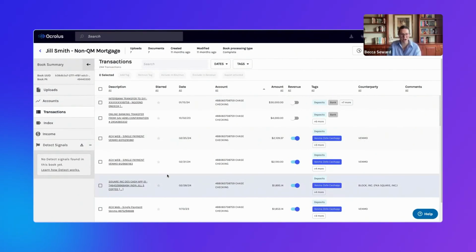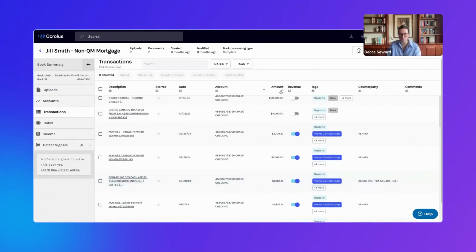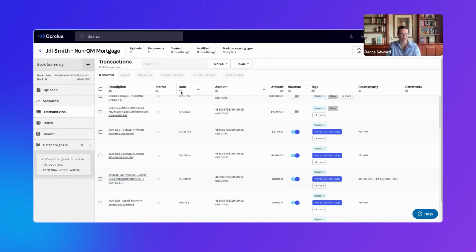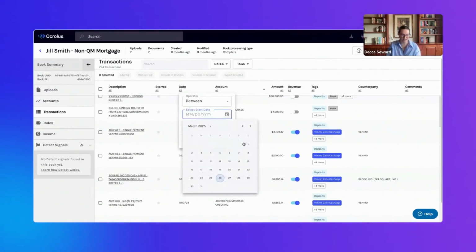Today, there is not a great way to, let's just say, look at one specific statement and say exclude this from the formula. However, you do have the ability to look up specific transactions that maybe started in a statement period.